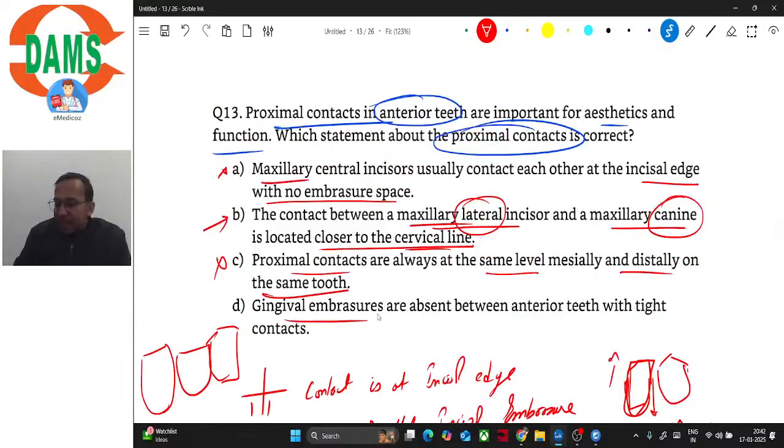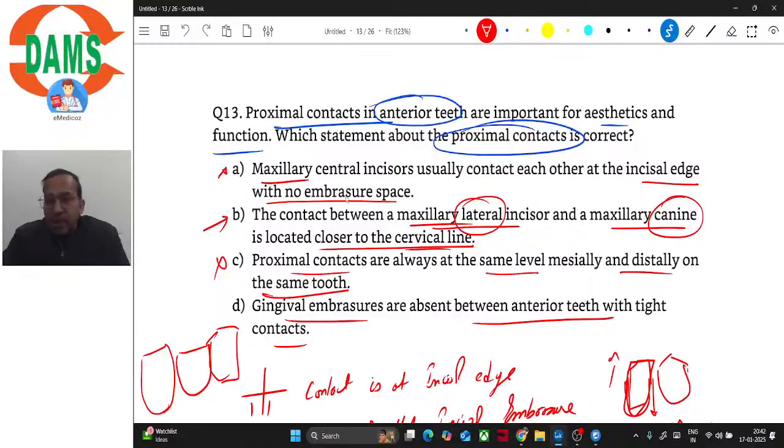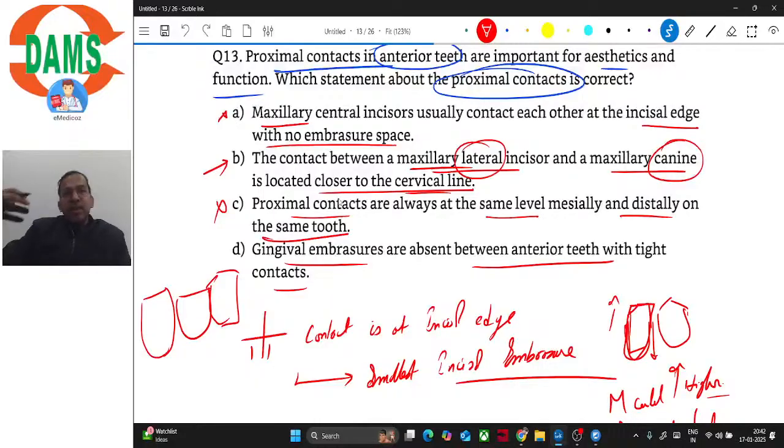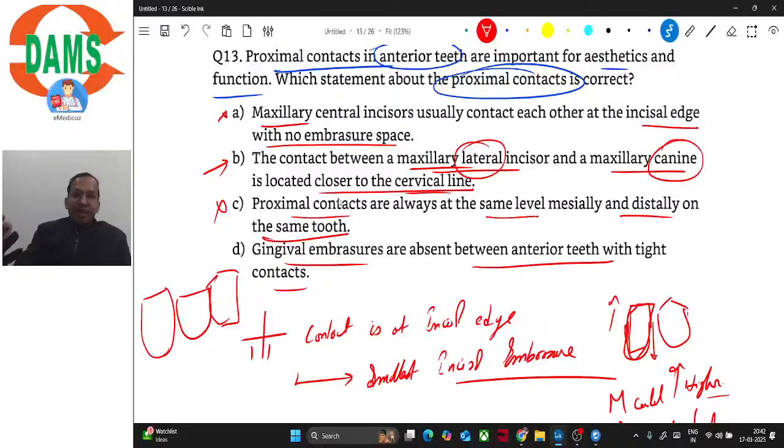Option D, gingival embrasures are absent between anterior teeth with tight contacts. So gingival embrasures are in fact larger in anteriors as compared to the posteriors. I wouldn't say larger, but they are higher, right? Their cervico-incisal dimension is greater in anteriors. Since the contact is more incisal in the anteriors, and as we move posteriorly, this contact becomes more and more in the middle third, whereas in the anteriors it is moving up to the incisal third or at the junction. As we move posteriorly, the crown height also decreases and the contacts also move apically. That's why the gingival embrasure shortens in height.